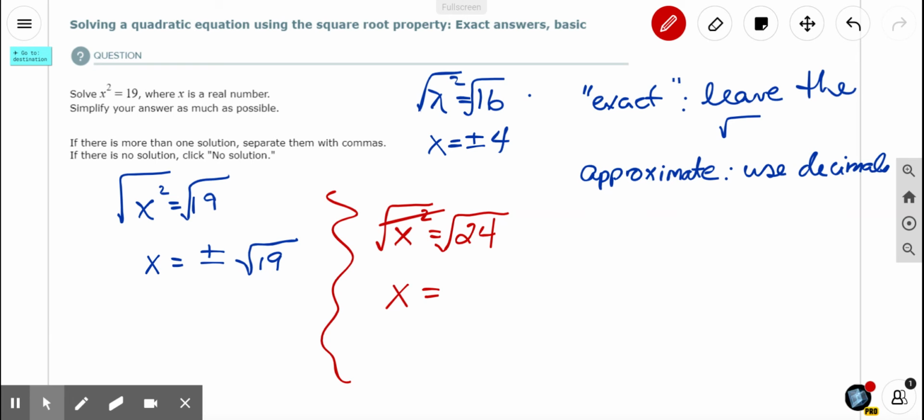Okay, so you're looking for perfect squares. If you remember perfect squares, they're 1, 4, 1 squared, 2 times 2, 3 times 3 is 9, 4 times 4 is 16, 25, 5 times 5, 6 times 6 is 36, 7 times 7 is 49, 8 times 8 is 64, 9 times 9 is 81, 10 times 10 is 100.